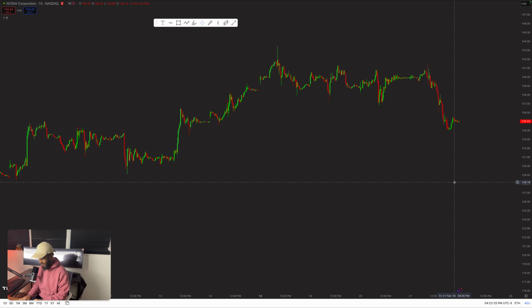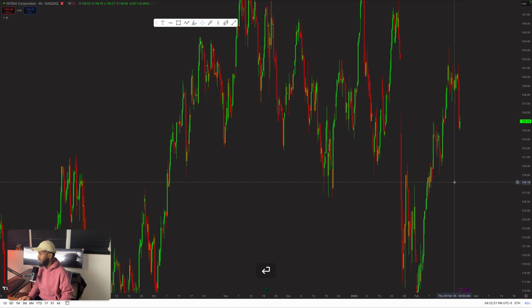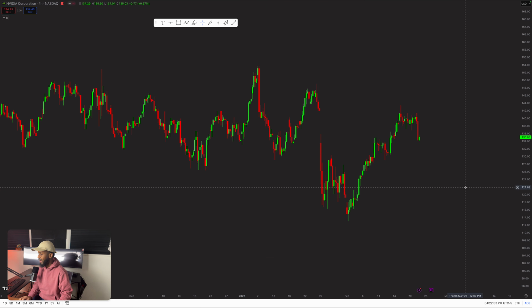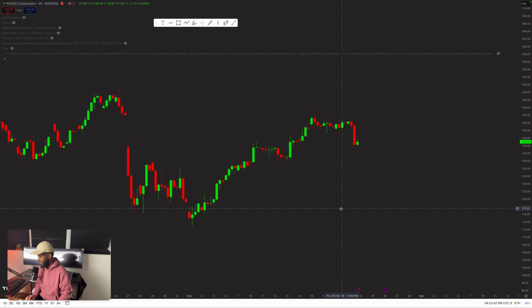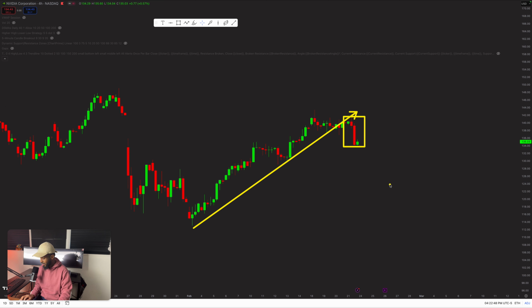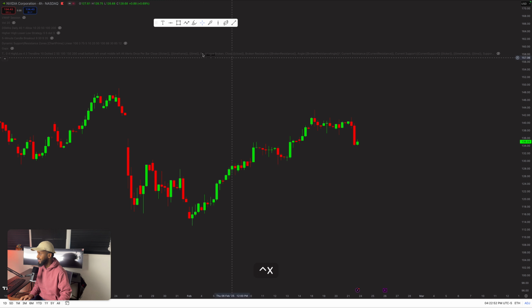Now, the next thing that I like to do is go on a 4 hour time frame. So I'll put in 240 minutes, which is a 4 hour time frame, and I'll take a peek and see how this thing is doing in terms of a trend. We can see NVIDIA has been on this nice uptrend, and then we started to lose that trend a little bit. So I would say this thing was bullish, but sellers are obviously stepping in.